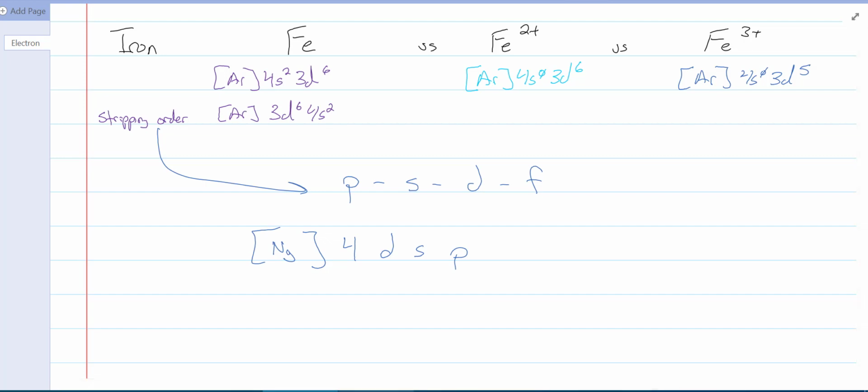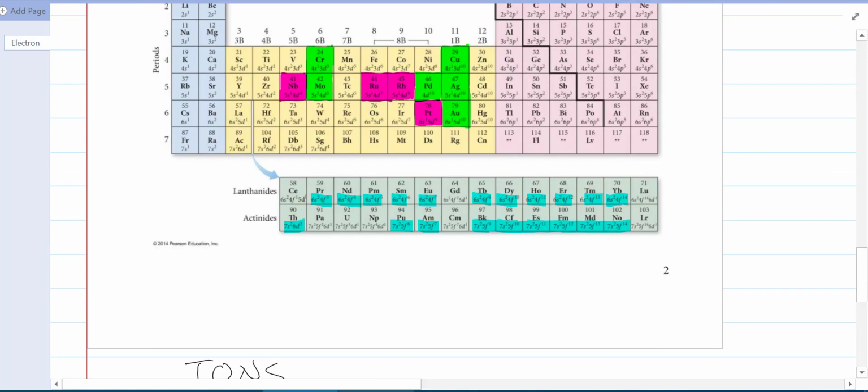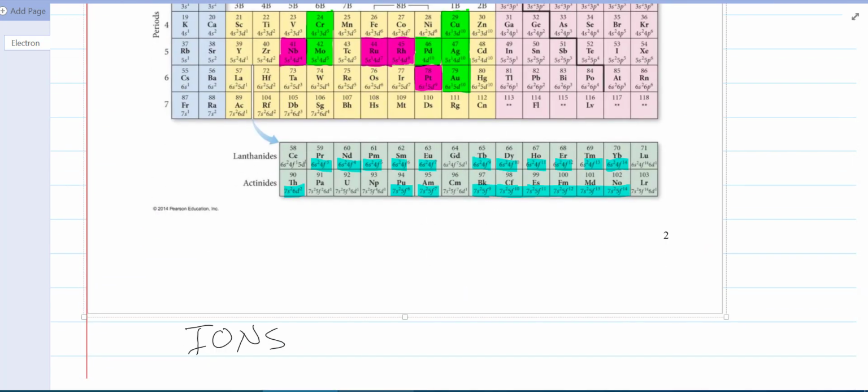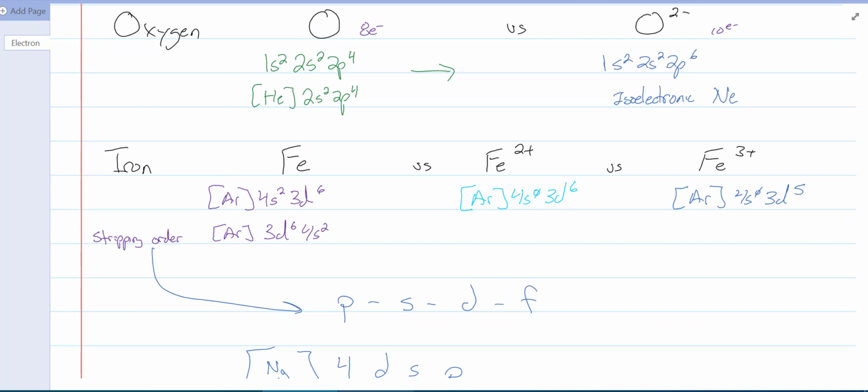That's ions, and that's all the electron configuration we need to do. So again, you can look them up. Ions, you add for negative, you take away for positive. So hopefully that makes sense, and we'll catch you guys next time.